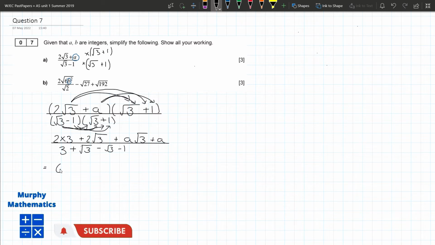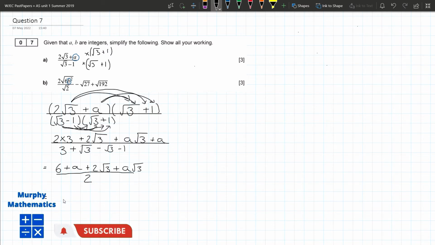So 2 times 3 is 6. We're going to have plus 2 root 3, plus a root 3 and plus a. We can't really do much with this. What we're going to probably do is group them together and either factorize for a's or for root 3's. So I'll probably keep 6 plus a, I'll just move the a further up the equation, and then I'll factorize for root 3 in the next line. So I'll have plus 2 root 3 and plus a root 3, over 3 minus 1, which will give us 2, and then root 3 minus root 3, they cancel out.